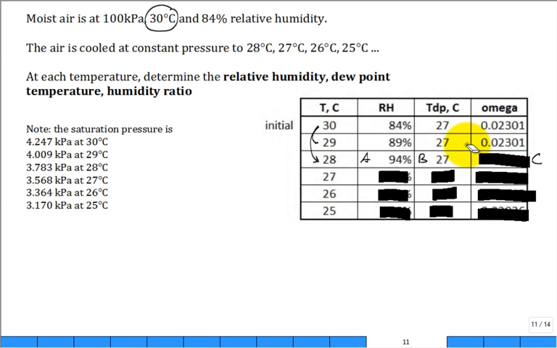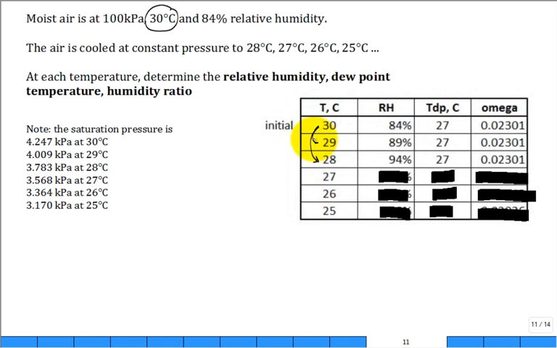All right, who would like the next easy one, C? Who can do the C? You got it? It's 0.02301. All right, so you got this one. I gotta ask my questions better.